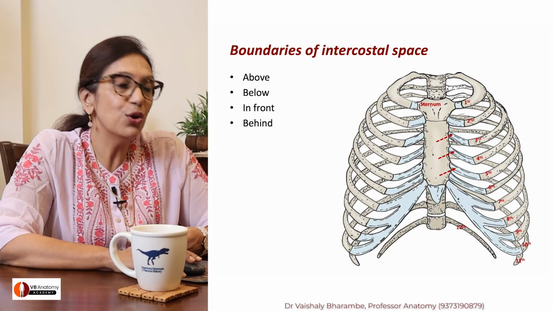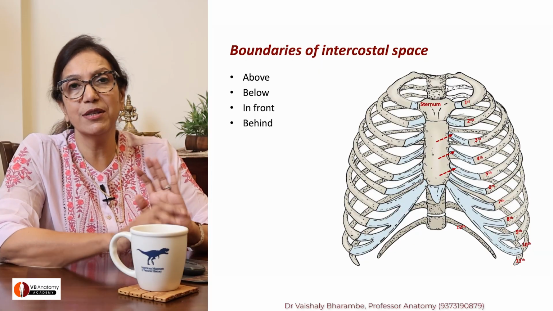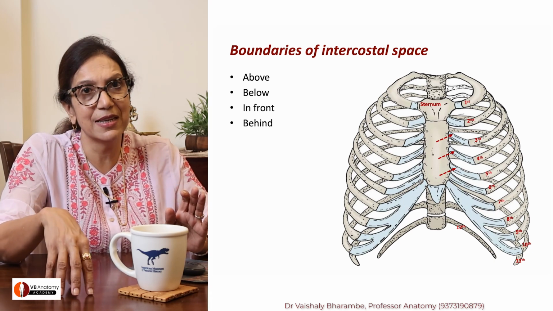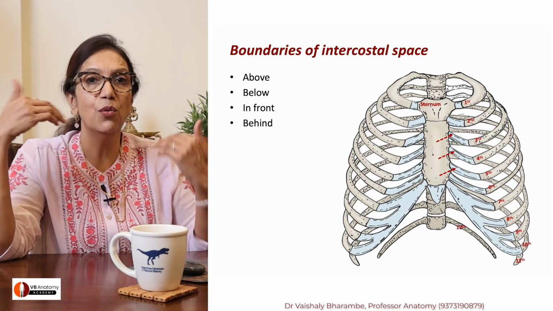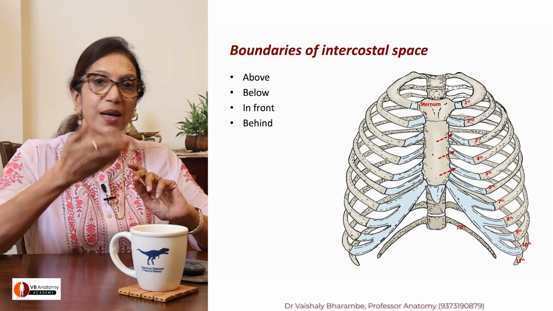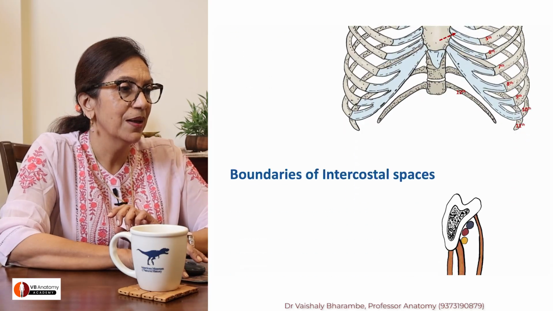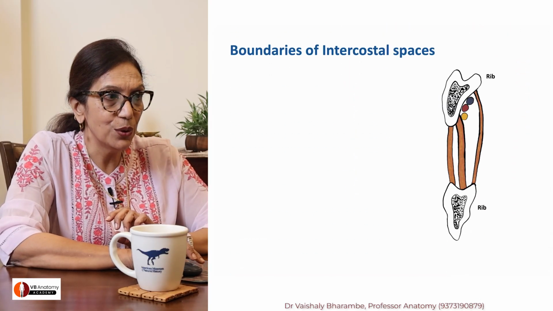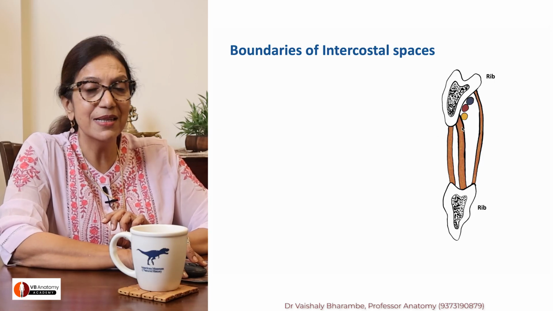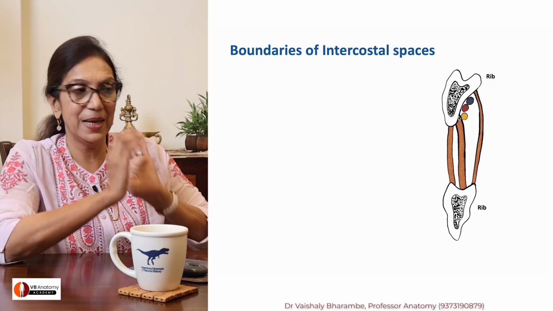Right. So, let's talk about the boundaries of an intercostal space. We know we can call it typical if it's 3rd, 4th, 5th, 6th. What are its boundaries? What is above in an intercostal space? What is below? Okay, come, let's understand. So, now I'm going to keep this image for you. Okay, this is upper rib, this is lower rib. And these are the muscles and blood vessels in that space.